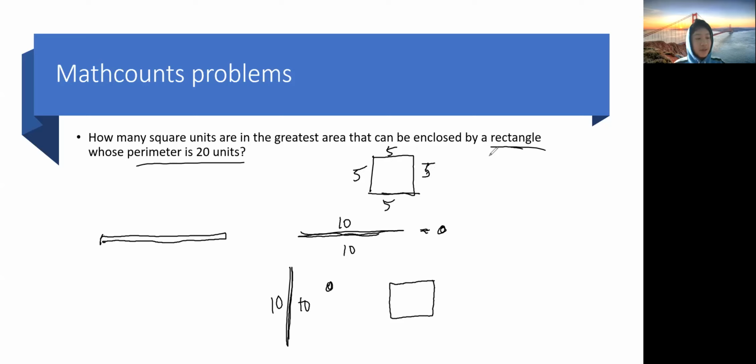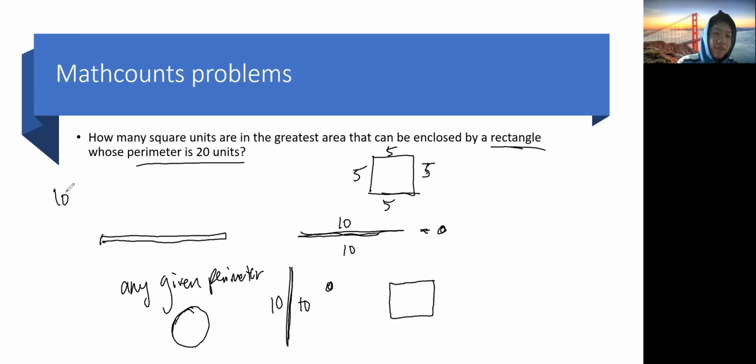And for any kind of surface, any given perimeter, the maximum area it can enclose is a circle. So we have a given perimeter. Let's say we only have 10 yards of fence. How do we make the biggest enclosed area out of that? You're going to have to make a circle, okay? So for any given perimeter, that would be a circle. But for a rectangle, you would have to make a square. Those are just things you should memorize and look out for, okay?